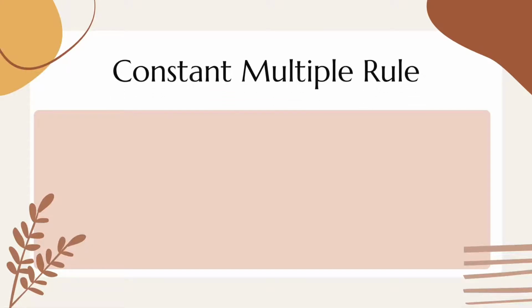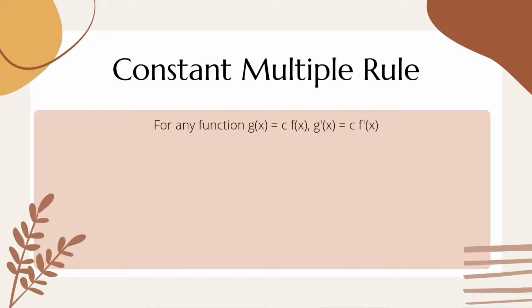The third rule is the constant multiple rule. This rule states that for any function g of x equals c times f of x, its derivative would be c times the derivative of f of x. For example, if f of x is equal to 3x squared, its derivative would be setting aside the constant 3, then deriving the variable x squared. In this case, that would be 3 times 2x raised to 2 minus 1. We simplify the terms and that would give us 3 times 2x raised to 1, or simply 6x.